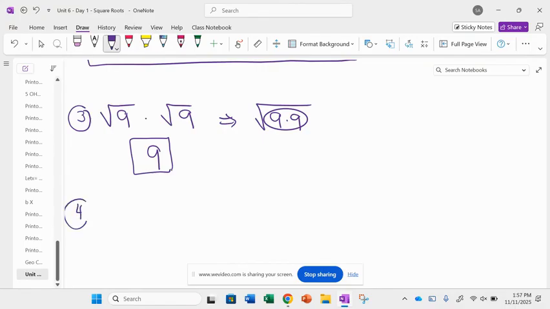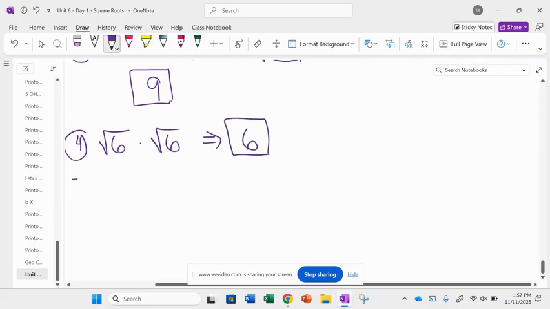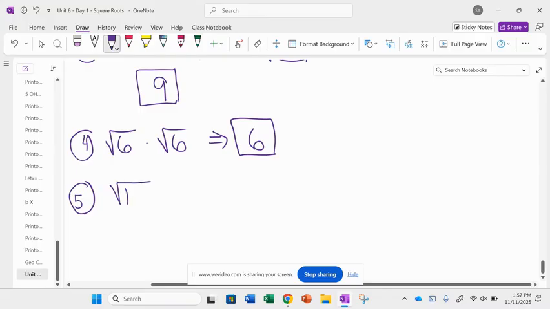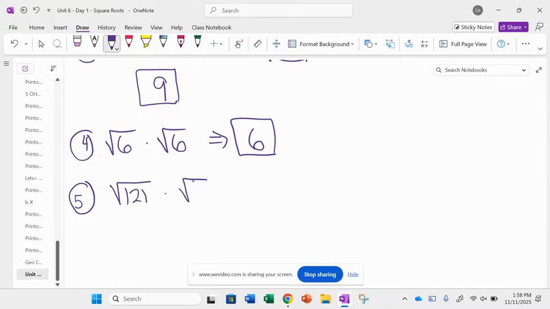So let's say I have root 6 times root 6. What's root 6 times root 6? 6. What is root 121 times root 121? 121.